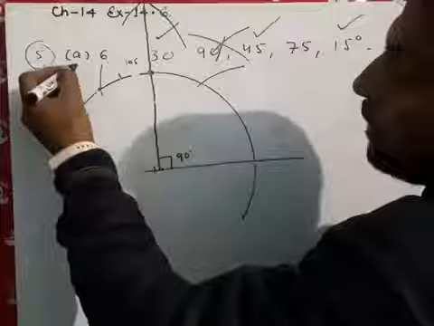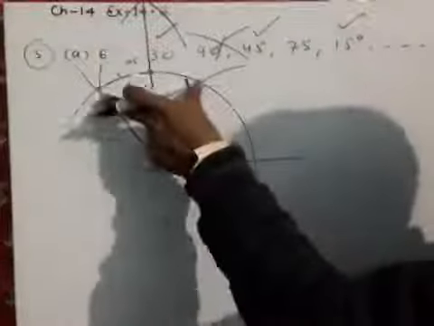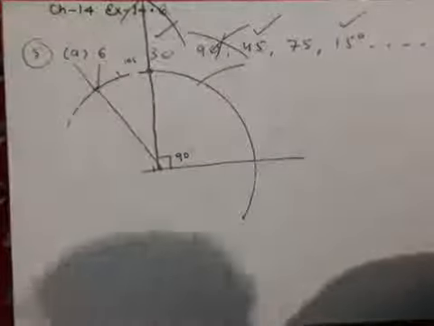So what we have to do: this one is 120 degrees, because this one is 60 and this one is again 60. After this I am going to show this in another figure. I am going to draw this in another figure.